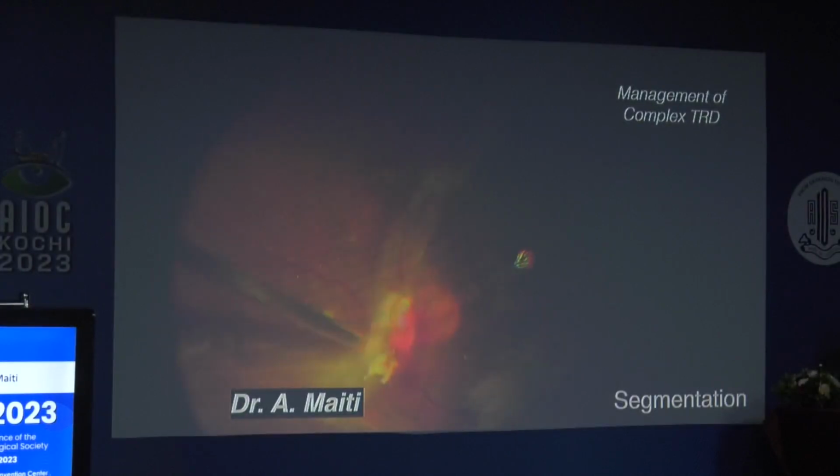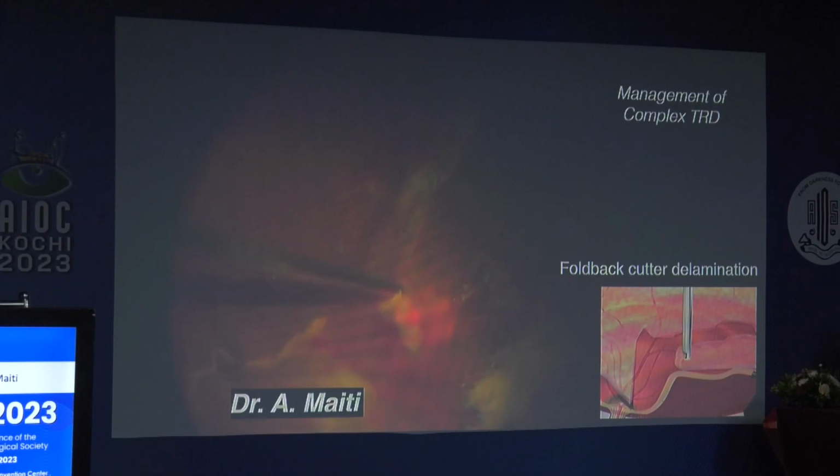As you can see, this is a very bad membrane on the nasal side. Generally, the nasal side membranes are pretty bad. And we have created a plane so that we can do the dissection. And then the fold back cutter delamination can be done.